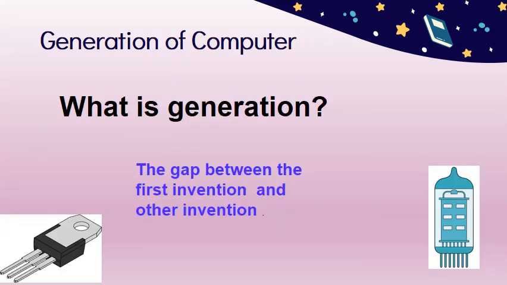Now let us study generations of computer. The question is, what is a generation? The gap between the first invention and the other inventions is called a generation. For example, the gap between our forefathers and us. See, students, we have our grandparents, then parents, then us. Then children, then grandchildren, and the list goes on. Okay? Every gap between generations is about 10 years.